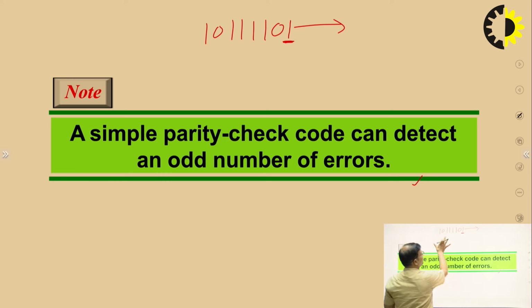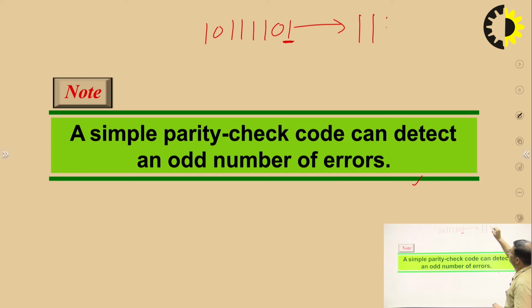Now we have to transmit it through an unreliable channel. After that, this has been received. Now again, check the number of ones: 1, 2, 3, 4, 5, 6. The number of ones is 6, which means even.